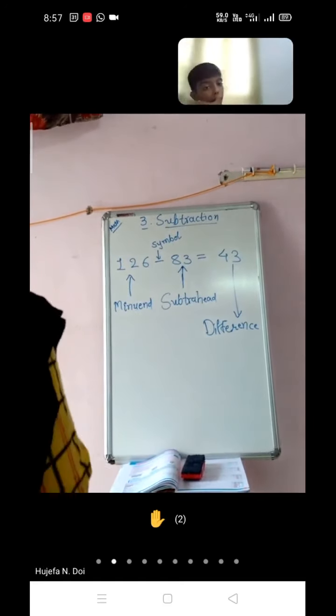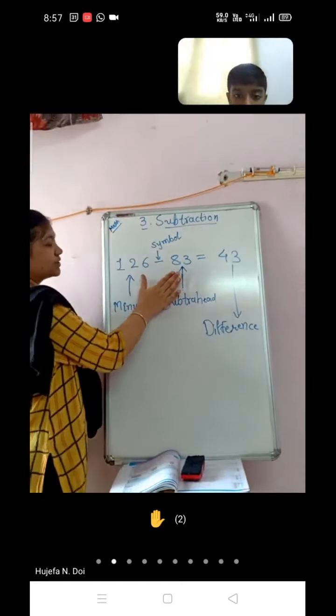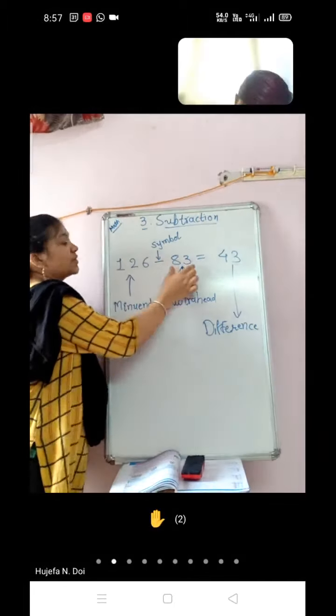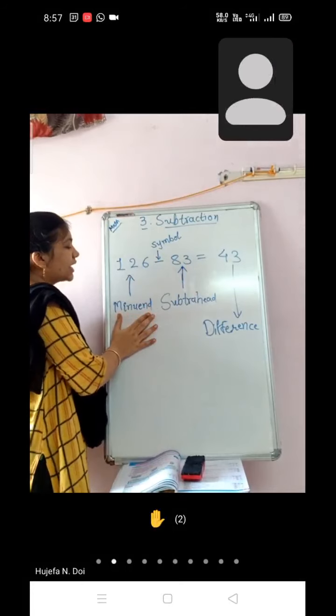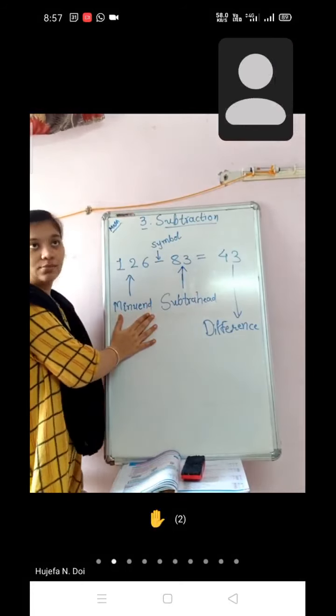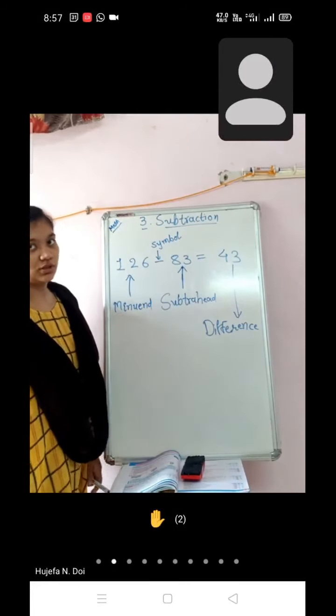The number from which another number is subtracted, the number from which we are going to subtract the second number, that is called the minuend. Can't you see? I will share the photo, just listen to me.